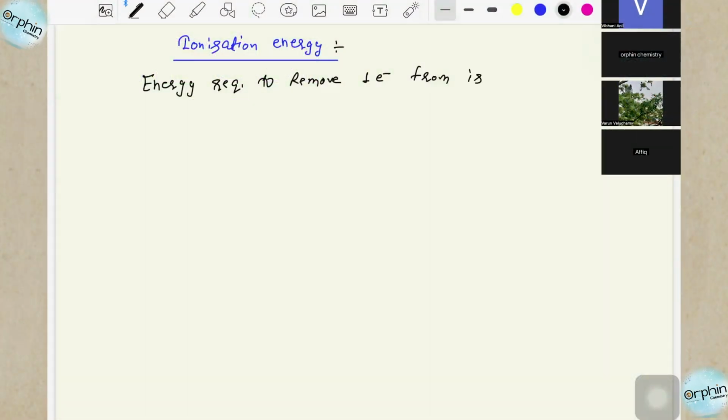From isolated gaseous atom. Okay, energy required to remove one electron from an isolated gaseous atom.